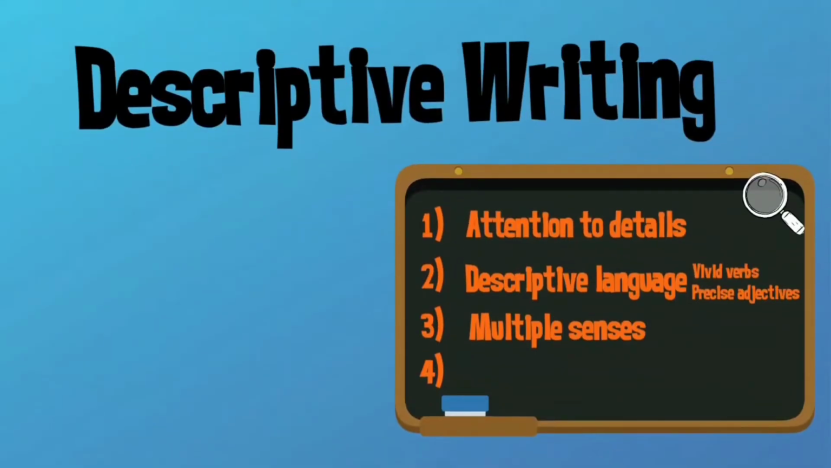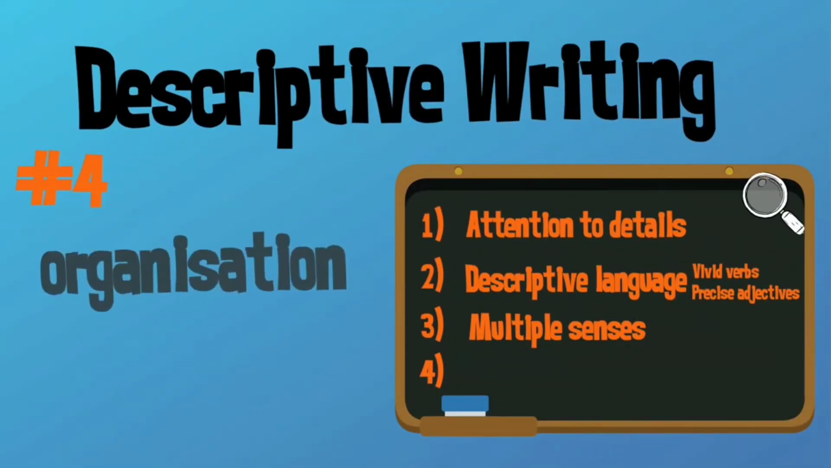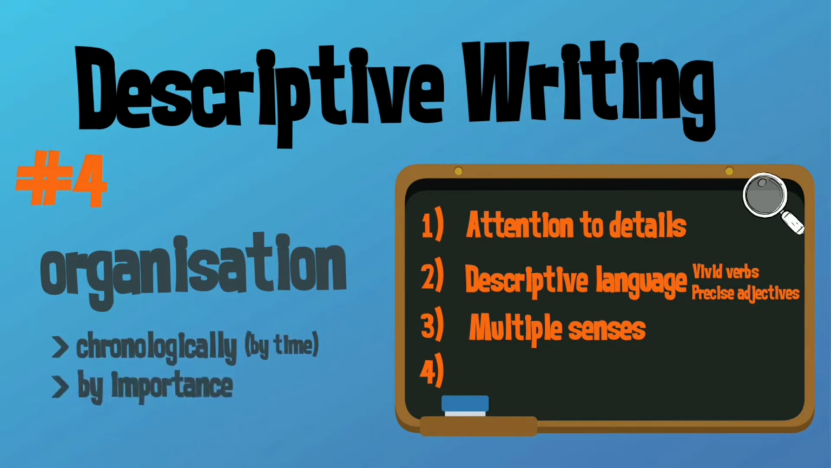Number 4, organization. Our description shouldn't be just randomly thrown here and there. We should organize them chronologically, that is, by time, or we might choose to organize by order of importance. Or descriptions could be organized spatially.